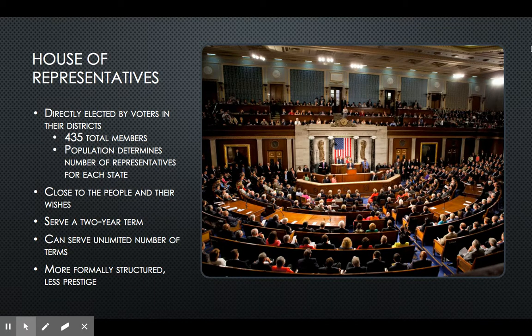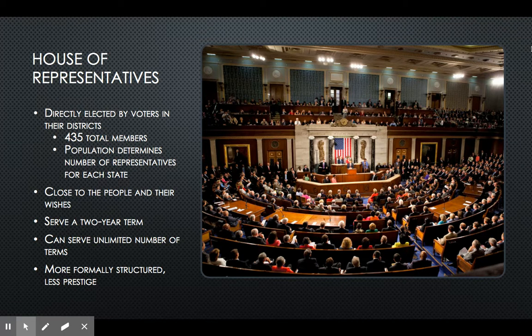So let's look a little more closely at each of the chambers of Congress, starting with the House of Representatives. So the House is directly elected by voters in their districts. So each state is broken into congressional districts based on the census. There are 435 total members in the House of Representatives, and state population determines the number of representatives that each state has.